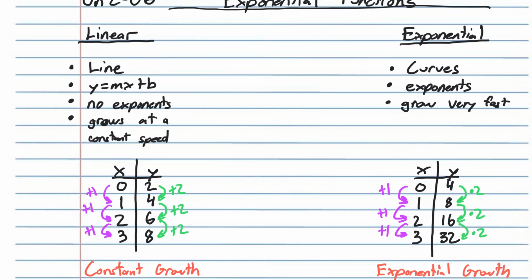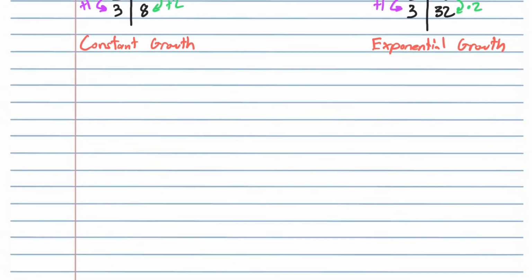Okay, so that's the difference between linear and exponential. Now let's take a look at exactly what these equations look like. I'm going to scroll down. All right, so the general form of an exponential equation looks like this. Let's write down exponential equation or function.